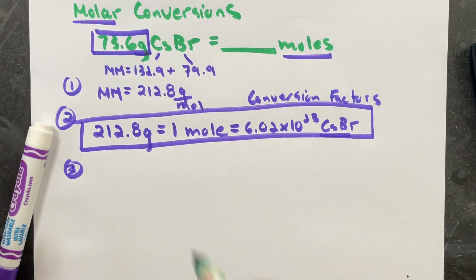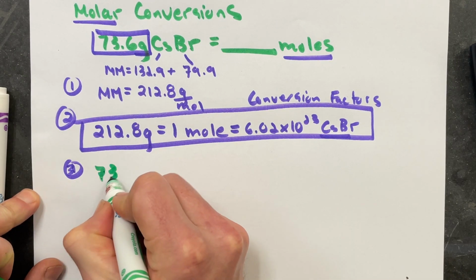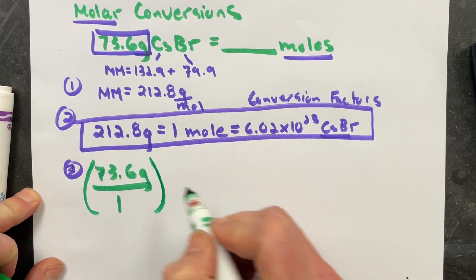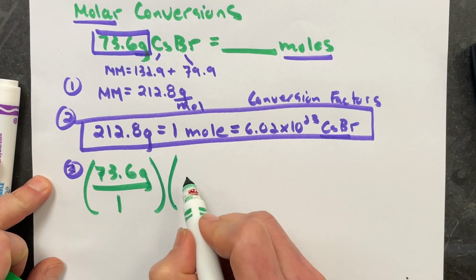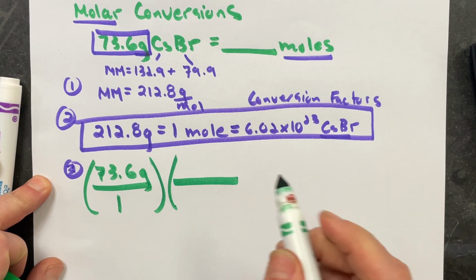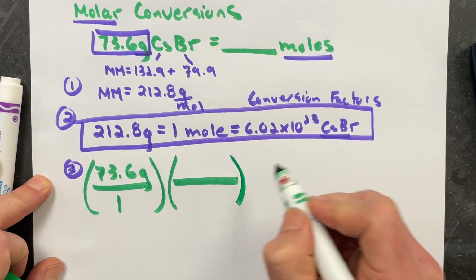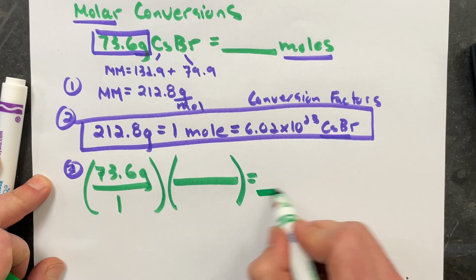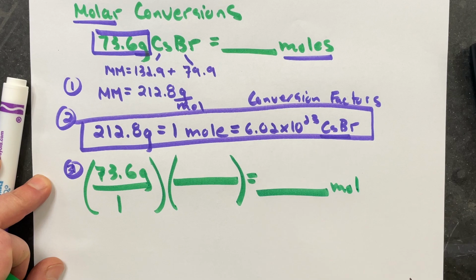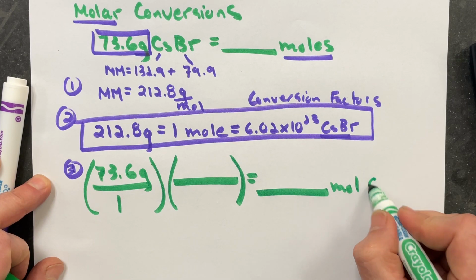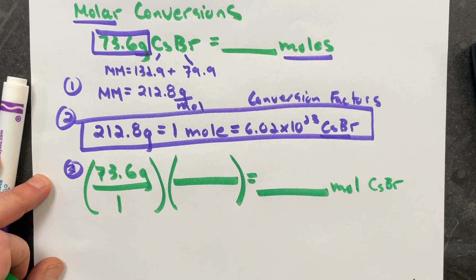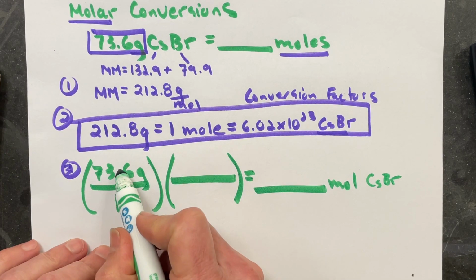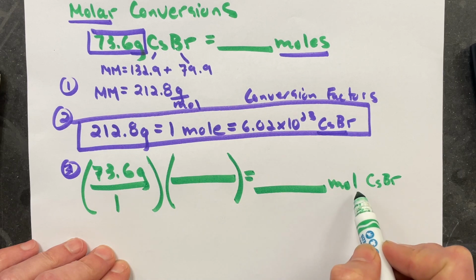I'll go back to green here. So we have 73.6 grams, and I'm going to put that over 1. The next thing, these are a little simpler, so once you know them, they're simpler. I'm going to put a placeholder spot, and I like to put where I'm going, and we're going to moles. So I'm going to put moles right there. And this is moles, hopefully, that we get to of cesium bromide. All right, next step. Once we have found what we have over 1, we put where we're going.